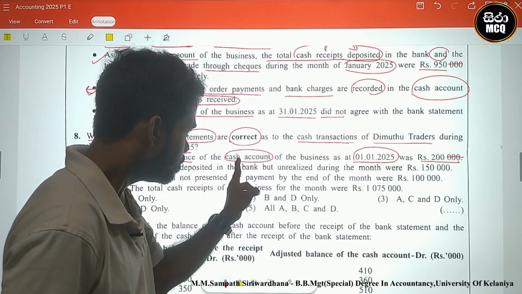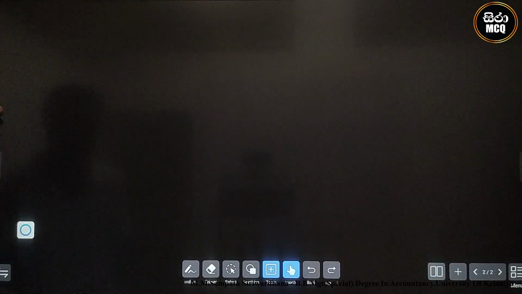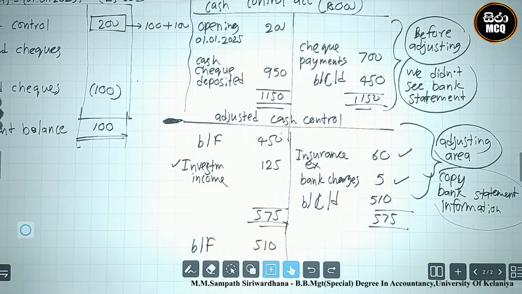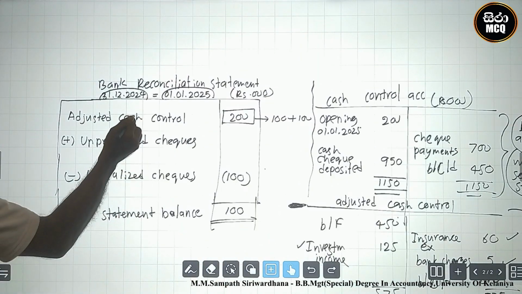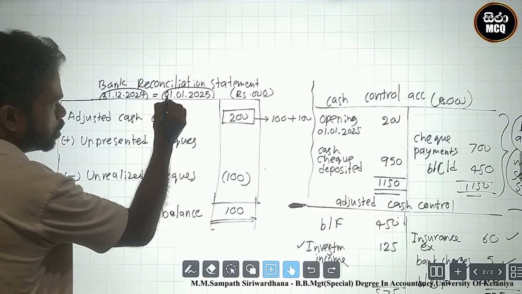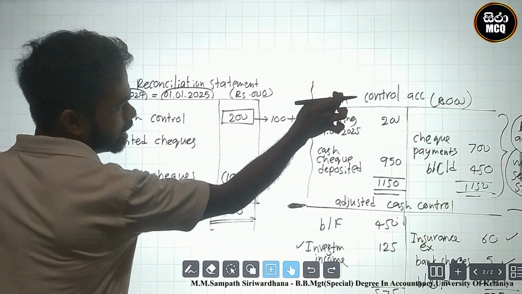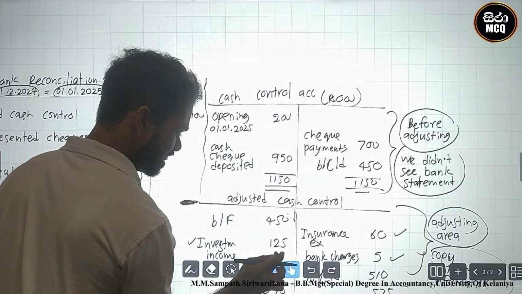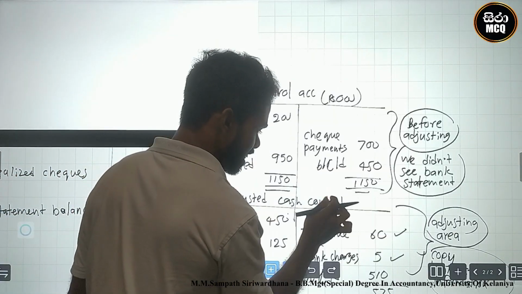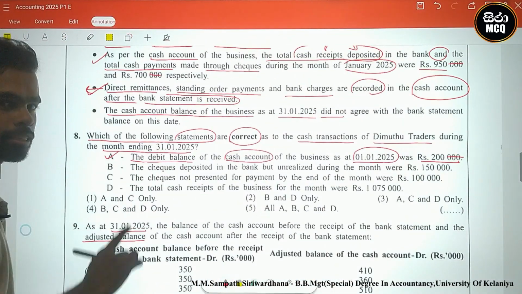Cash control opening 200. Look here, the reconciliation, the adjusted cash control opening is 200. Look here, cash control opening 200. Okay, this is the answer. Statement A is the correct one.